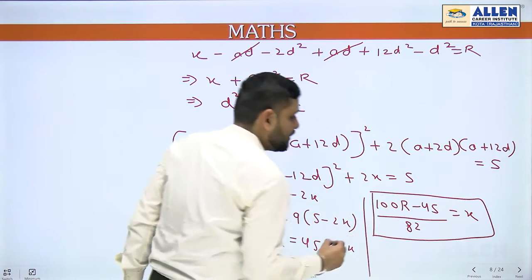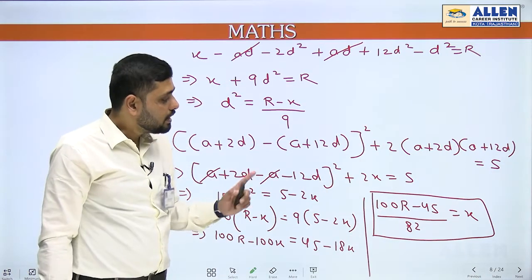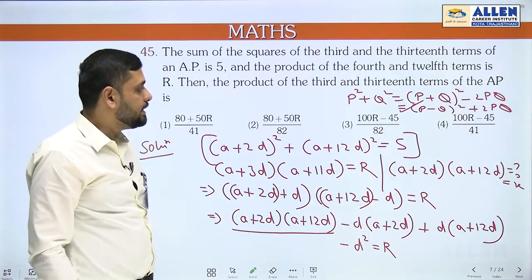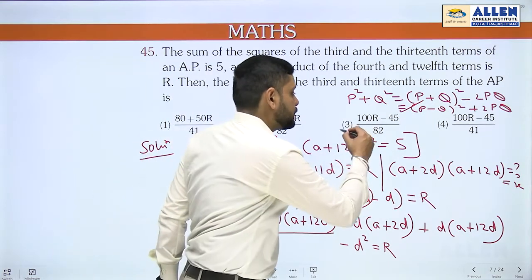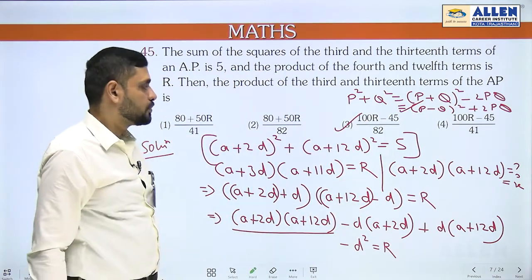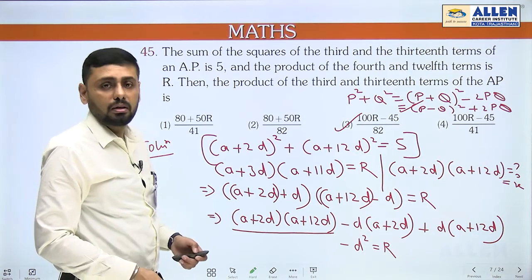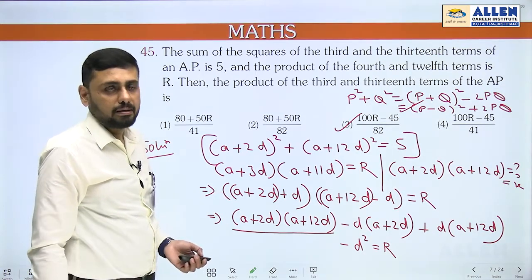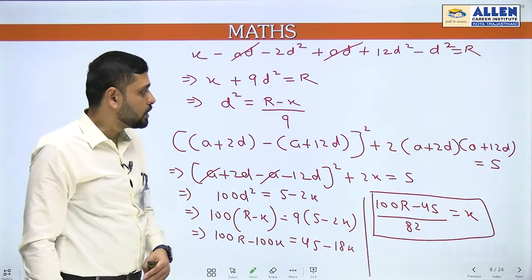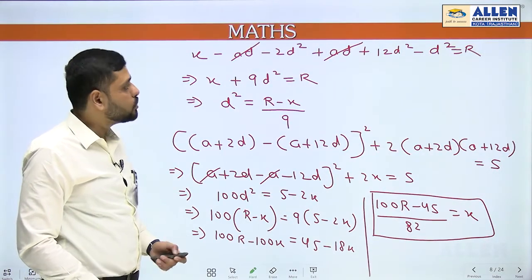And we need to find the value of x. So the value of x is (100r minus 45) upon 82, which is the third option. So the third option will be our answer. In this way we need to solve this question based on AP. Is it clear? So you can note it down, and now we'll move on to the next question.